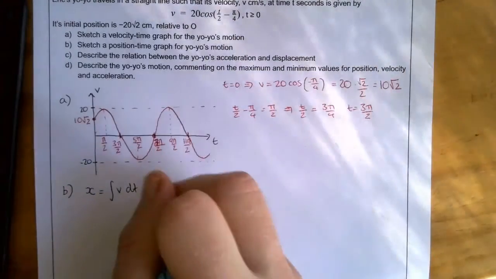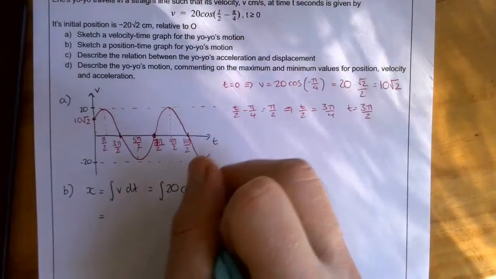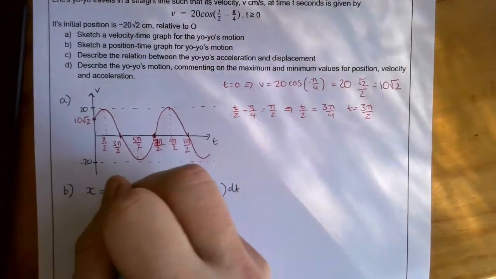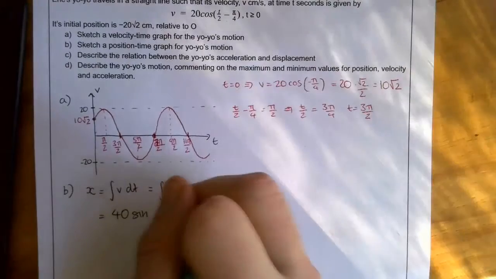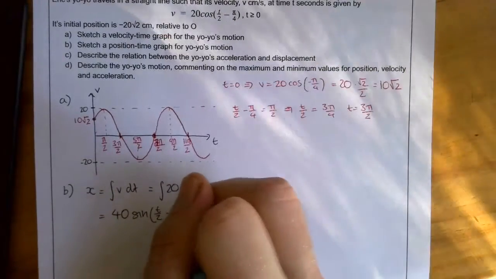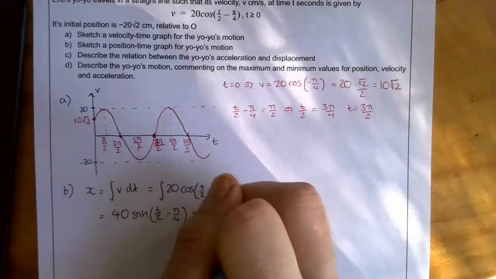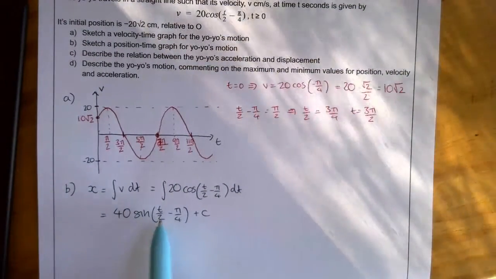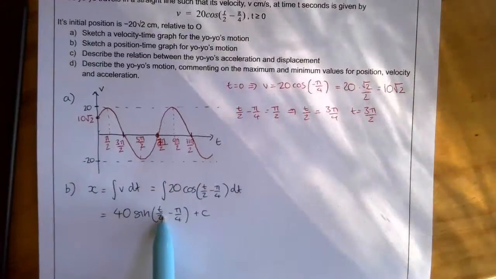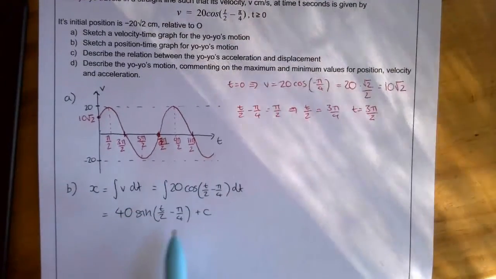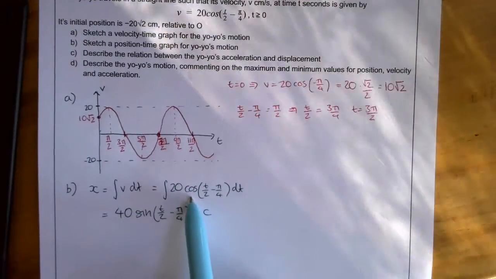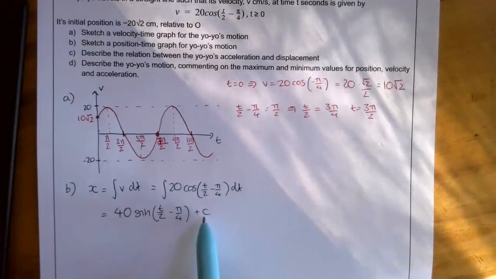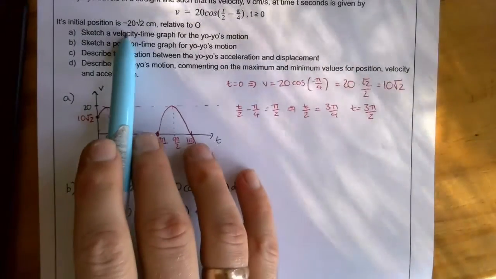If I integrate cos, I'm going to get sine, but because of this t over 2, I think I'm going to get 40 sin(t/2 - π/4) + c. If I just think carefully about what would happen if I differentiate this, yeah, the half would come out, I would multiply by 40, that would give me 20. This must be correct. So to figure out c, I've been given my initial condition.